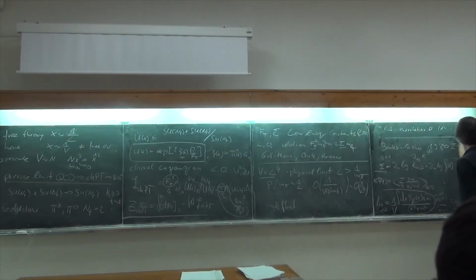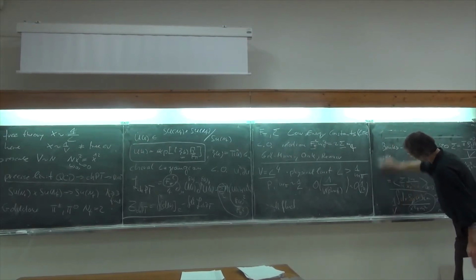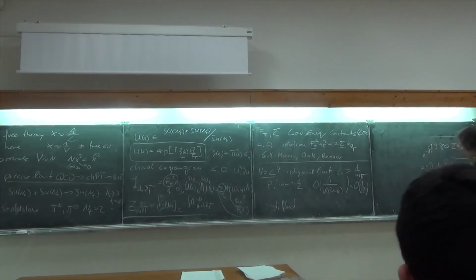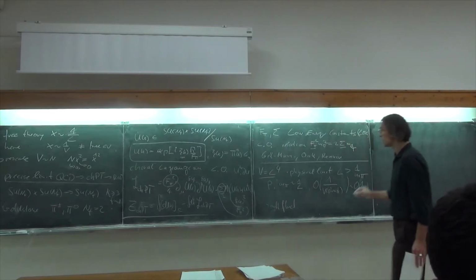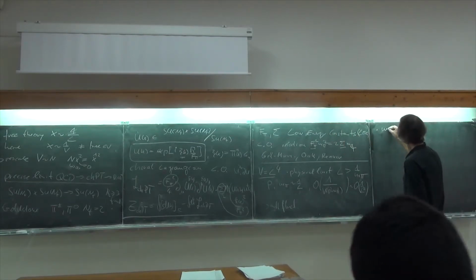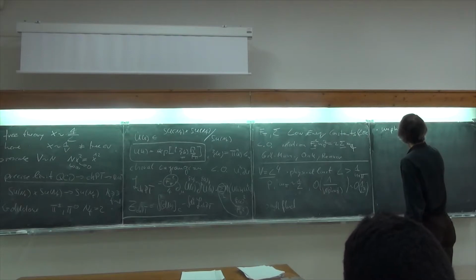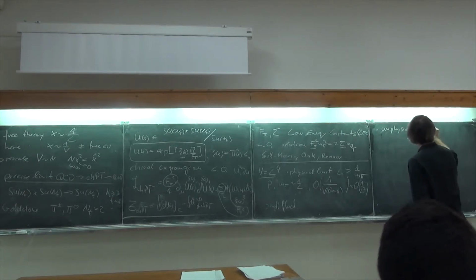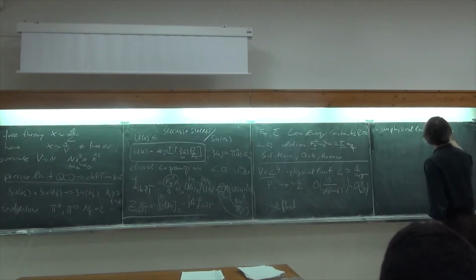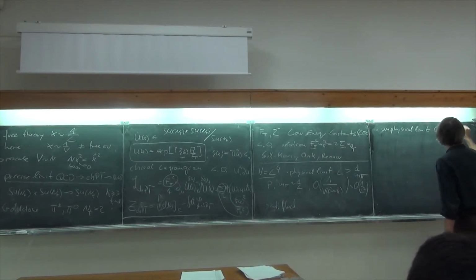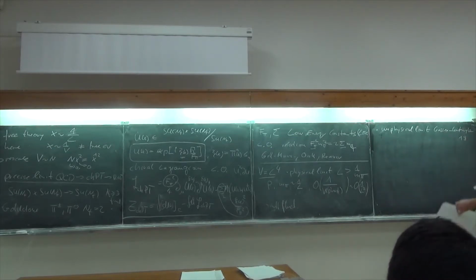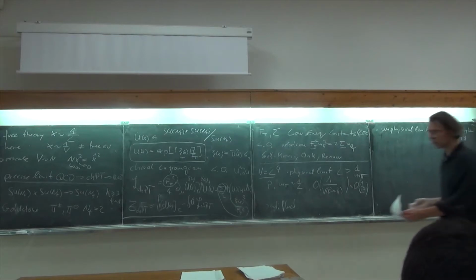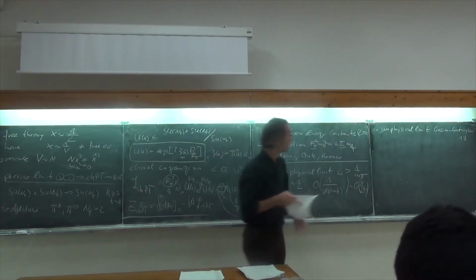Now, there's a second limit. And the second limit is an unphysical limit. And that was introduced by Gasser and Leutwyler in 1983, 84, 85.